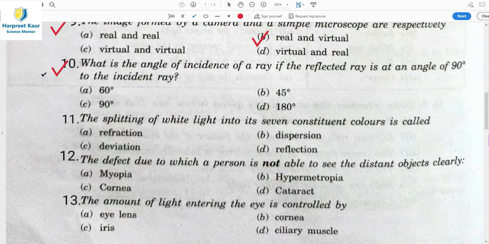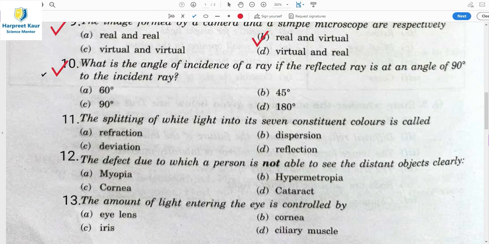Question 12. The defect due to which a person is not able to see the distant objects clearly. Means the distant objects are not seen clearly, but you can see the objects which are near to you. So these objects that are near can be seen well as compared to the far ones. So this is called myopia. It is also known as near-sightedness or short-sightedness. Hence option A, myopia, is the right answer.